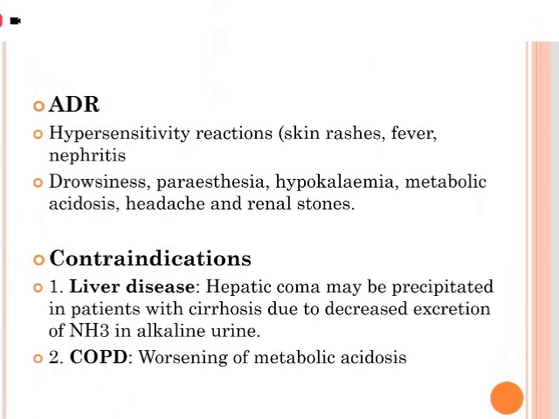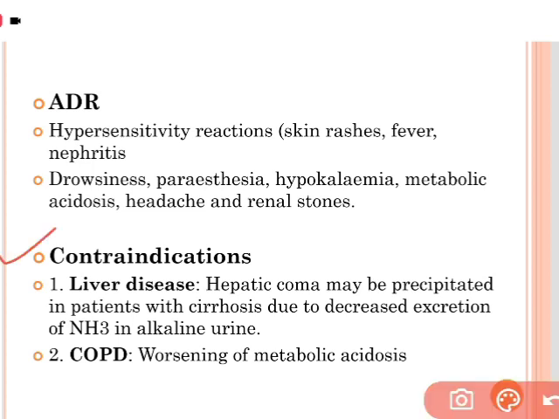Now, what are the adverse effects and contraindications? Adverse effects are: it can cause hypersensitivity reactions like skin rash, fever, nephritis, or drowsiness, paresthesias, hypokalemia, metabolic acidosis, headache, and renal stones. These are the adverse effects of carbonic anhydrase inhibitors when given orally, like acetazolamide.